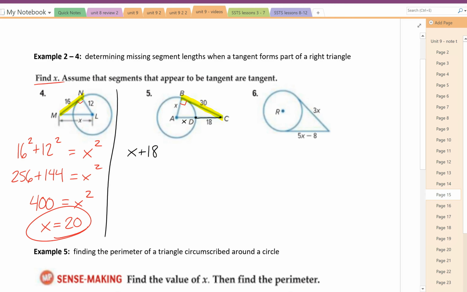Since that's the hypotenuse, it's going to go by itself on one side of the formula for the Pythagorean theorem. So x plus 18 is my hypotenuse. I'm going to square it by itself on one side of the equation. The other side, I'm going to have 30 squared plus x squared.